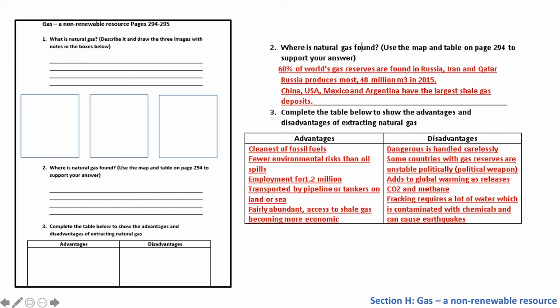However, disadvantages: it is dangerous if it is handled carelessly. Some countries with gas reserves are unstable politically and they could use it as a political weapon. It adds to global warming as it does release carbon dioxide and methane. Fracking requires a lot of water which is contaminated with chemicals and can cause earthquakes. Pause the video now and complete the table.